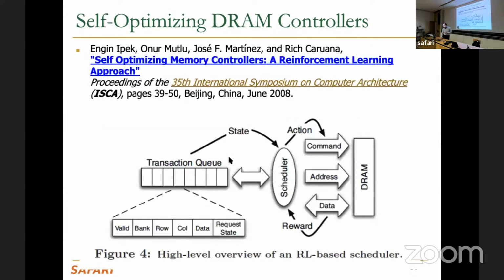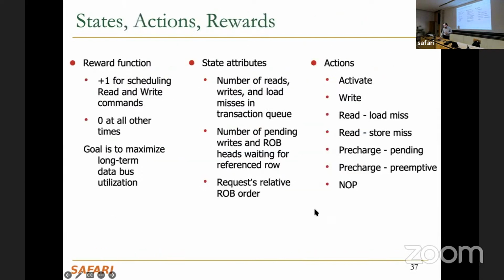And that's the paper. Basically, if you look at the system, the scheduler observes a state, takes an action, and gets a reward. So we wanted to make it simple. So of course, having more sophisticated reward functions is also interesting. So what did we do? Essentially, this is the reward function. As I said, the goal is to maximize long-term data bus utilization. You get +1 for scheduling read and write commands. And then the update function takes that information as well as previous rewards into account.